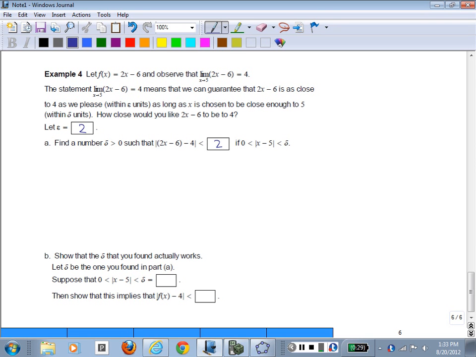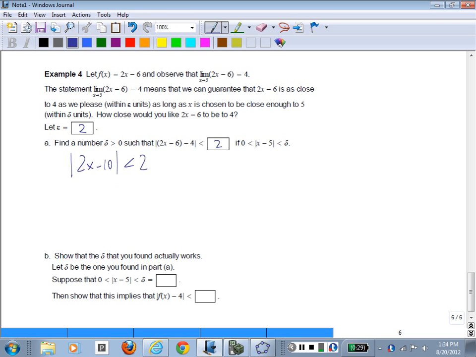But you're right, there it is. For linear functions, the reciprocal is going to work for you. The reciprocal of the slope. Find a number delta such that this will work. Well, simplify. The absolute value of 2x minus 10 is less than 2.